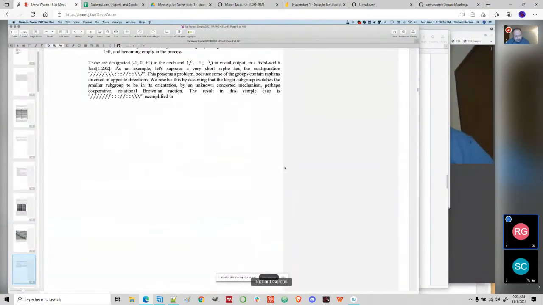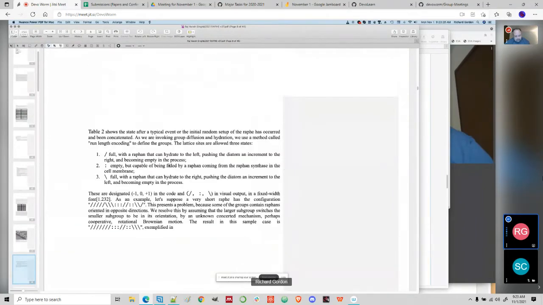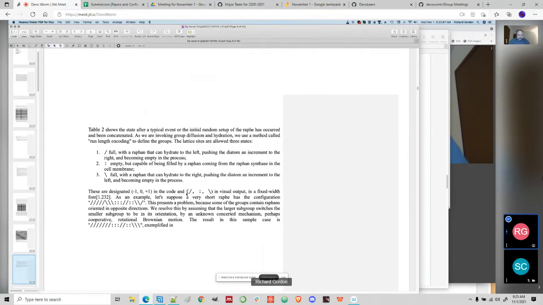Now, this indicates a full site. The ray-fan can hydrate to the left, and if it goes to the left, it pushes the diatom an increment to the right, and it becomes empty. If it's already empty, then it can be filled. If it's full and it's tilted this way, then it can hydrate to the right, and it pushes the diatom in the opposite direction to the left, and it also becomes empty. So this is sort of our symbolic arrangement.